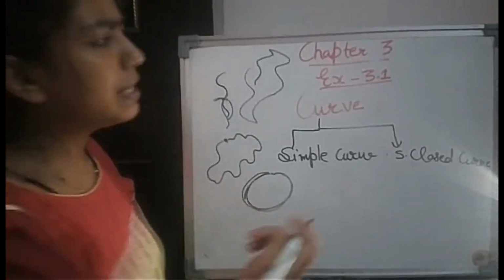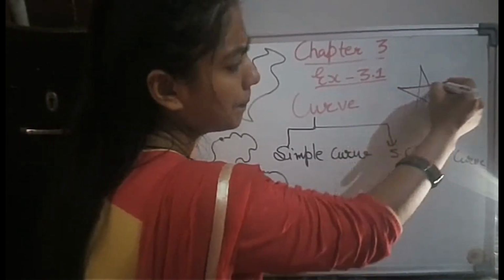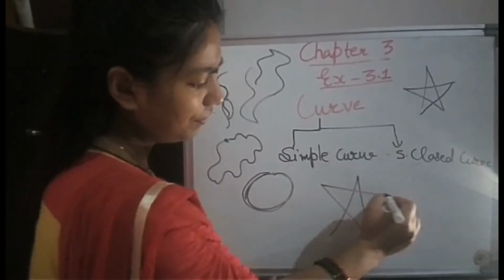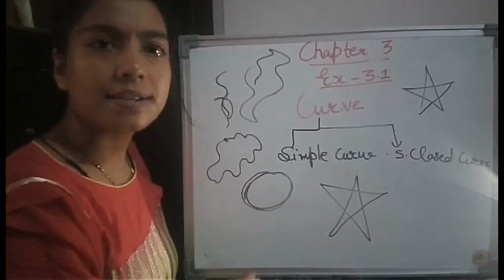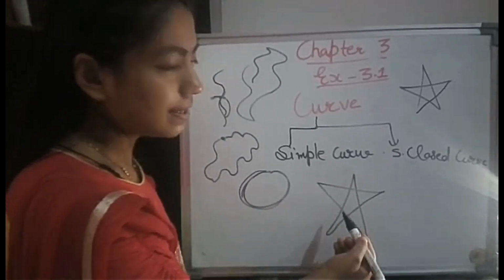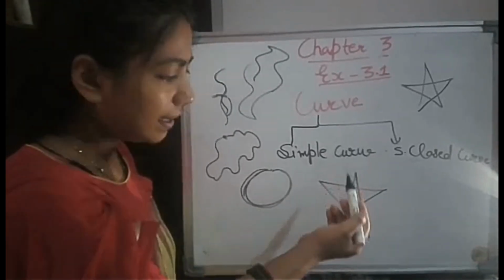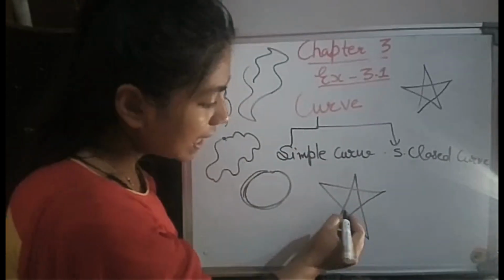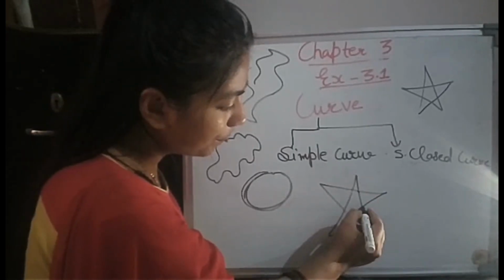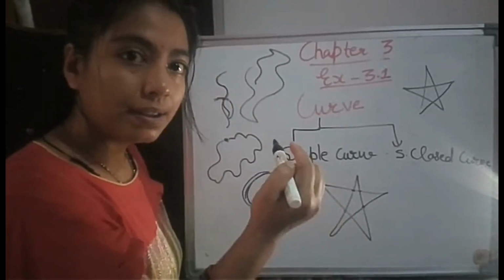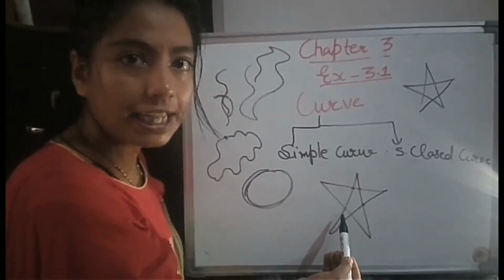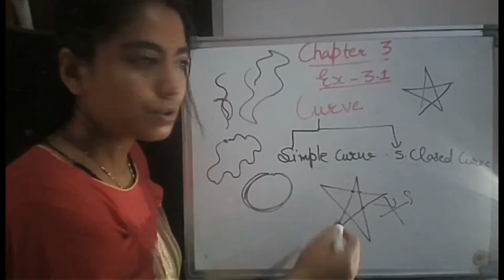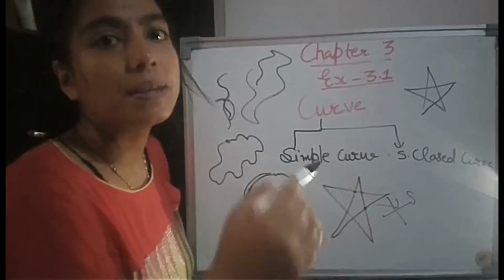A very common example, students, see carefully. I have made this. I have started from there and without lifting I have made this. What is this? Star. No? So is it closed? Yes. But can we say it is a simple curve? No. Why? Because it intersects at many points. See. So it doesn't satisfy the condition of a simple curve, so it is not a simple curve, but it is closed. So it is not a simple curve, so you can say it is not a simple closed curve as well.